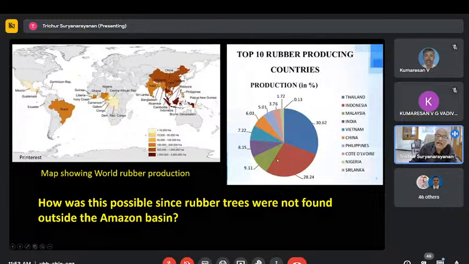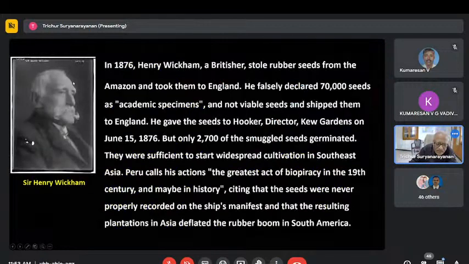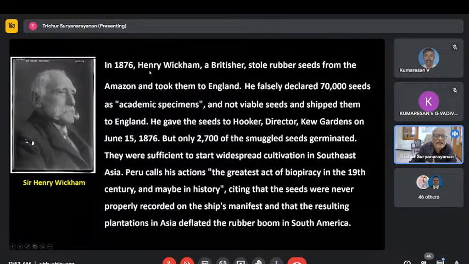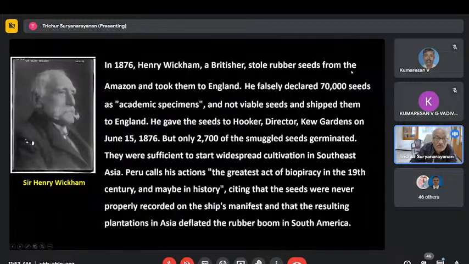None of these countries had rubber as a native plant. So all the rubber plantations here had come from the rubber from here. How did the rubber come from here to here? That's a very interesting question. There was this Britisher who was more an adventurer traveling around the world. His name is Henry Wickham. In 1876, this Wickham came to Brazil or Amazon, and he stole rubber seeds from the Amazon, and then he took them to England. Now, why do we say stole?